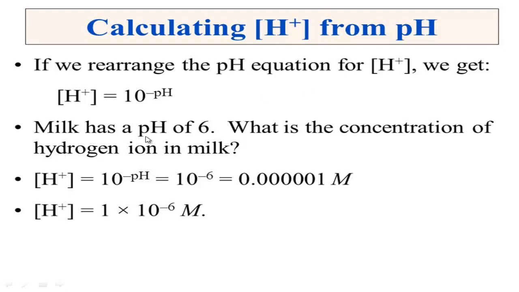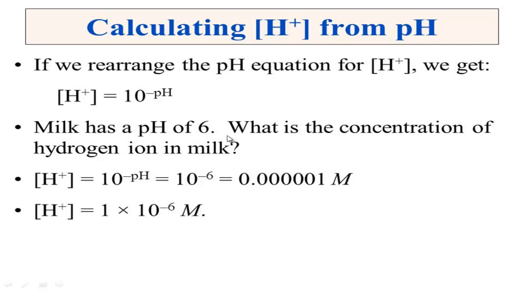For example, milk has a pH of 6. So what is the concentration of hydrogen ion in milk? Easily you can calculate hydrogen ion. What do you know? pH equals minus log hydrogen ion concentration. So we arrange this: hydrogen ion concentration equals 10 to the power minus pH. Now directly putting the value here, you will get this answer. So you say the hydrogen ion concentration of milk is 1 into 10 to the power minus 6 molar.